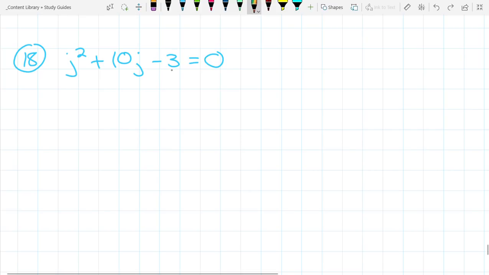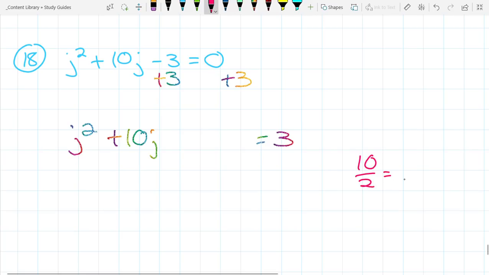I want to put my own number here. I don't want to use this −3, so I'm going to get rid of that and put it on the other side. Now I have j² + 10j = 3. To complete the square, we've learned that you take half of the middle and then square it, which is 25. The 25 was not in the original problem, so if I put a 25 on the left, I have to also put it on the right.